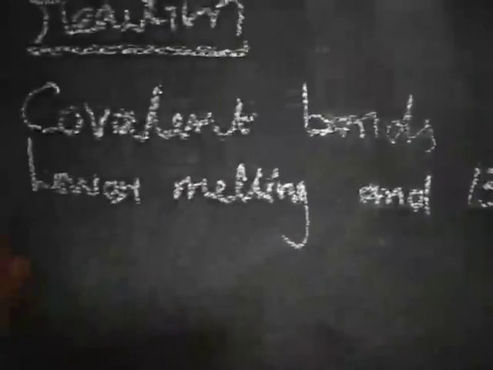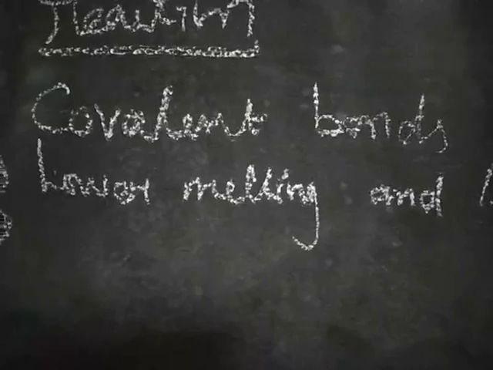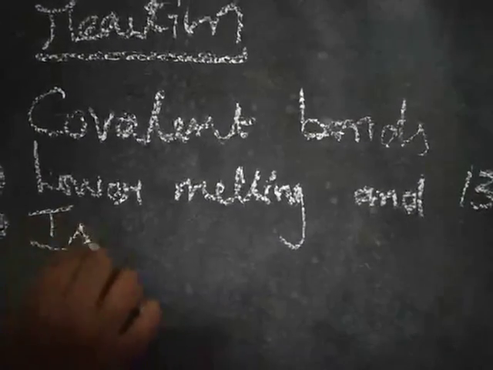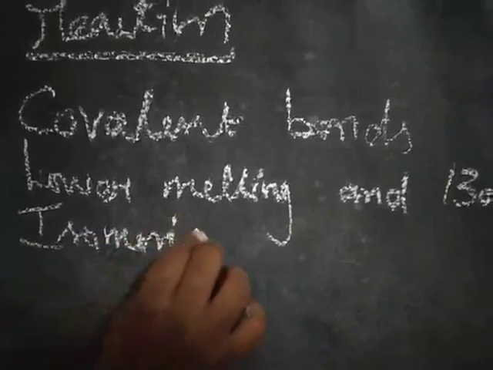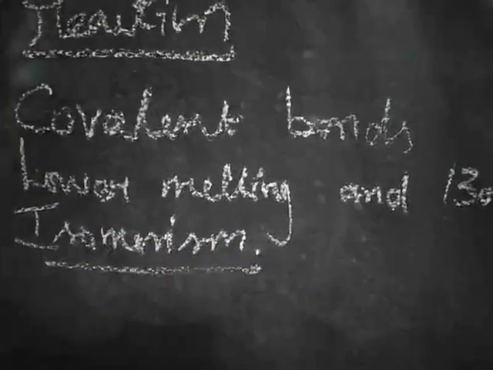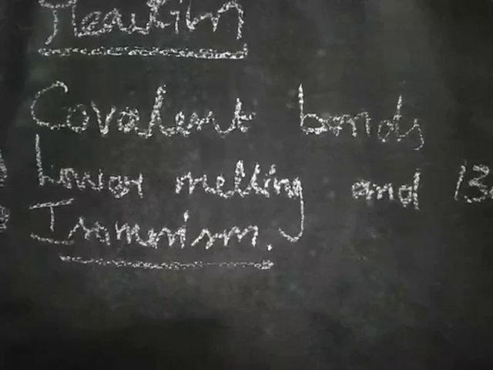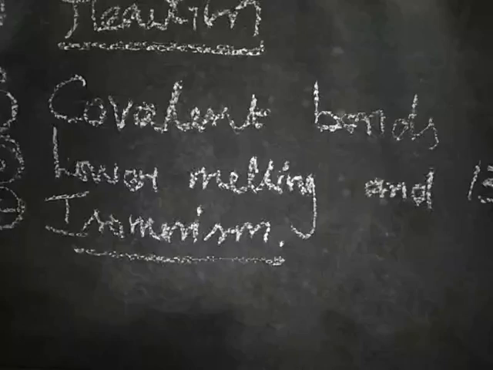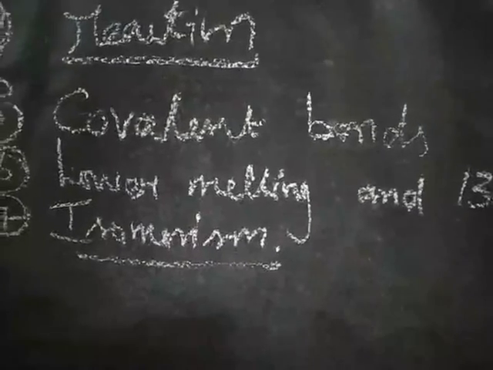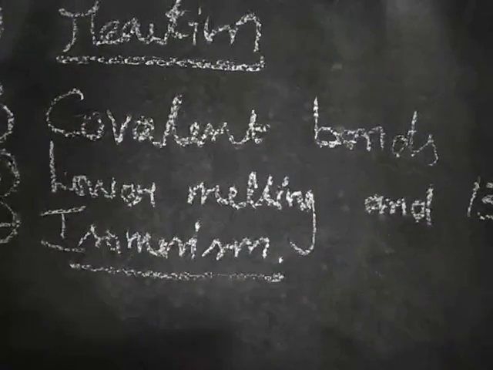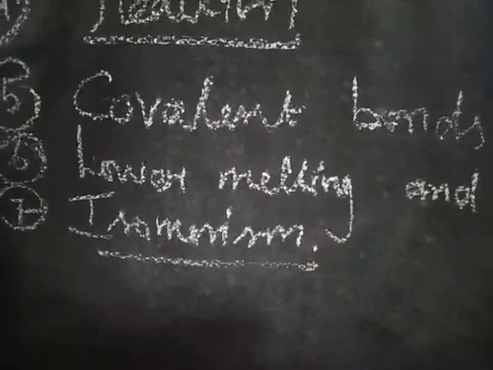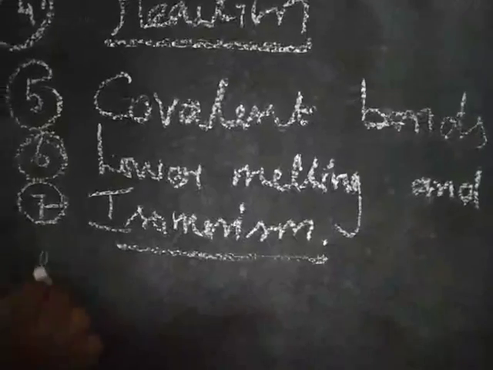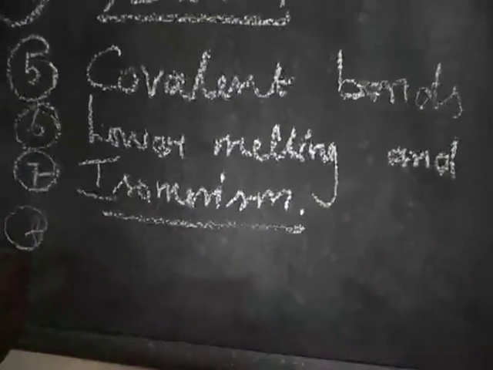Seventh one: they exhibit the phenomenon of isomerism. What is meant by isomerism? Isomerism is nothing but the same molecular formula but different structural formula. Same molecular formula means the same number of atoms but a different structure. That is called isomerism. Next, eighth point, they are volatile in nature.